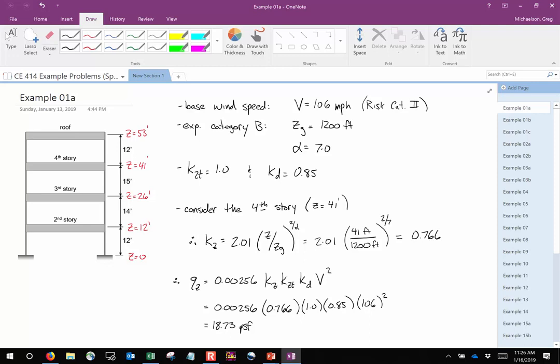So you're going to have different pressures on the building as a function of height. Now, that's just for one story. You could probably see how this calculation would get repetitive if I had a building that was 20 stories. Just break out Excel. Speaking of, let's look at some Excel.